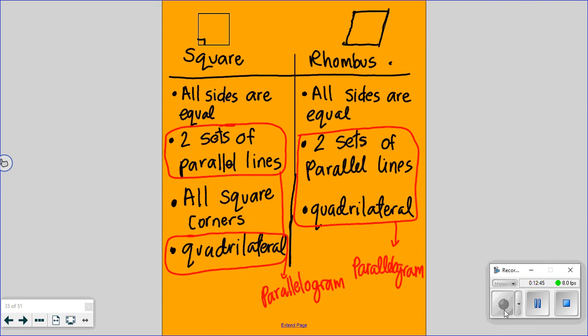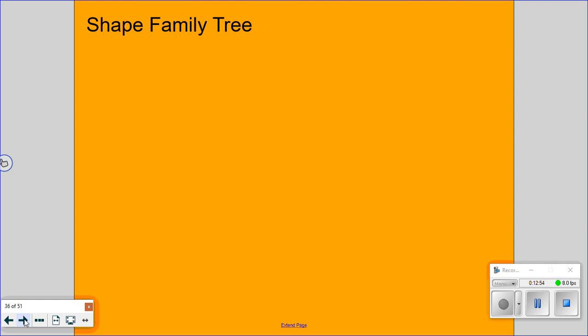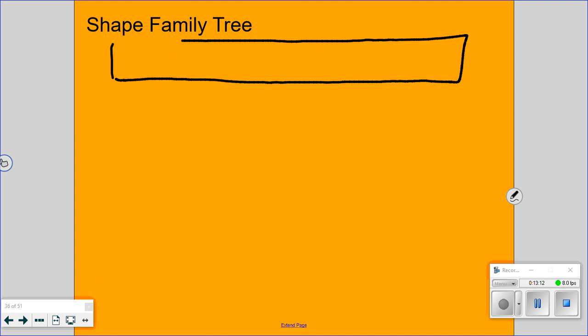Rogan, what's up? What we're going to do is sometimes it's easier to think about how these shapes are related by thinking of them as a family tree. So go ahead and turn to the next blank page, and I want you to title it Shape Family Tree. Connor, whatever you're playing with, please put it away. So our great-great-grandpa of shapes is a shape called a polygon. A polygon is anything that has straight sides and is closed.